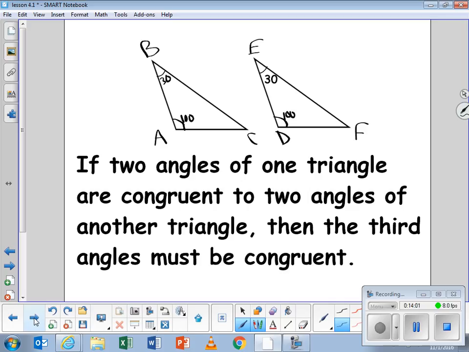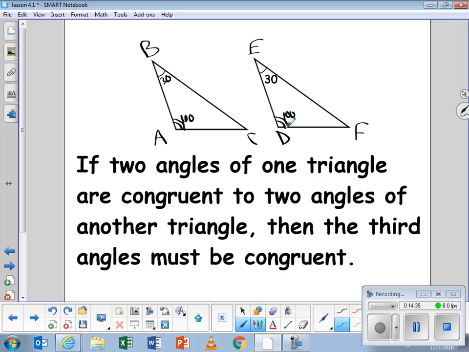So if 2 angles of one triangle are congruent to 2 angles of another triangle, then the third angles must be congruent. This is a theorem. This theorem doesn't have a name, but it's a theorem. What does every angle of a triangle always add up to? 180. So if the first 2, and I should have had not a single arc mark, I should have had 2 on one of them and 1 on the other.